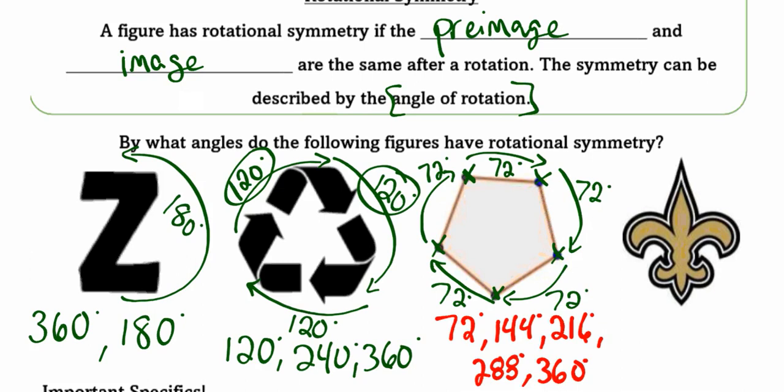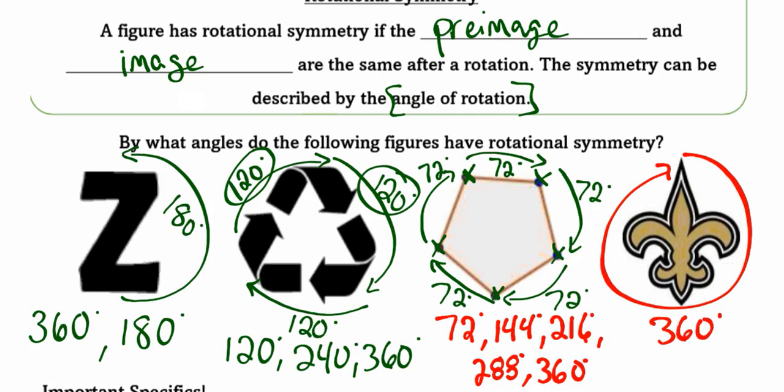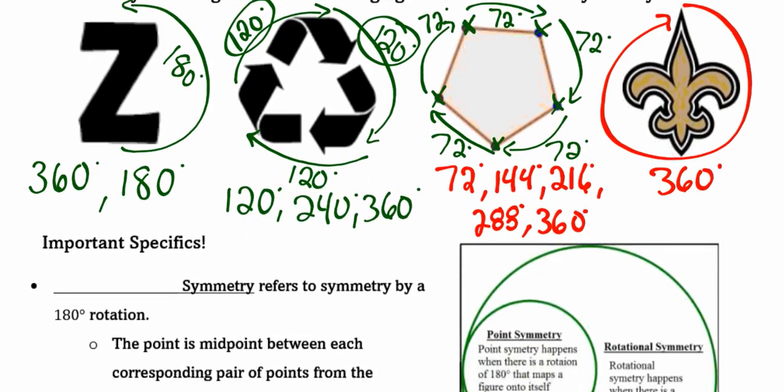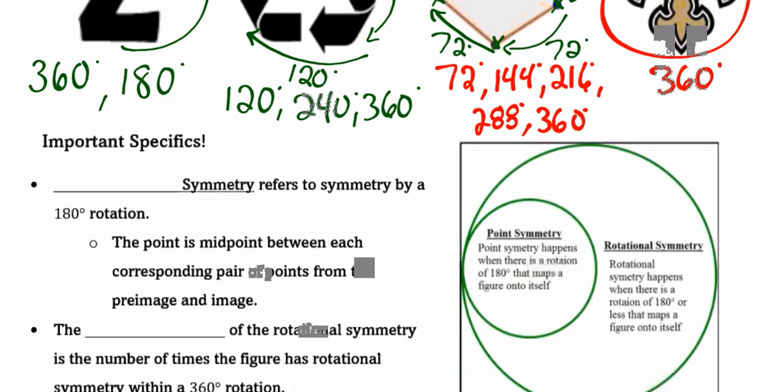The New Orleans Saints can't be flipped upside down. It can't rotate by anything besides a full turn around, which is 360 degrees. All right, so that's the angle of rotation that we could use to describe that symmetry.